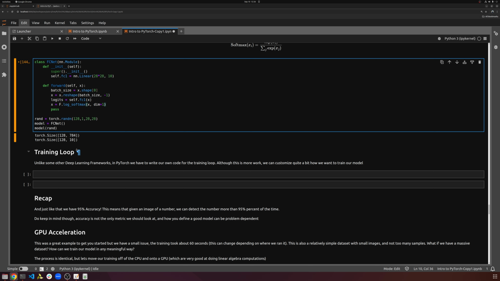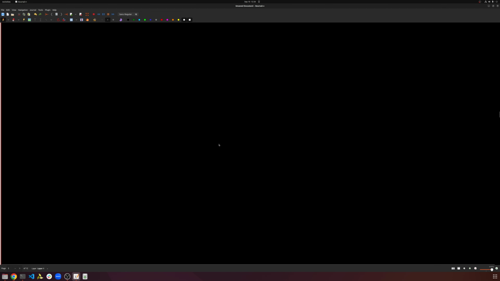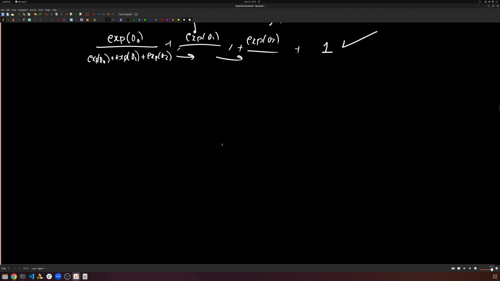Why is it 1? Because we have 128 by 10. Let's go back here. We have a tensor of this shape. Our output is basically like this.